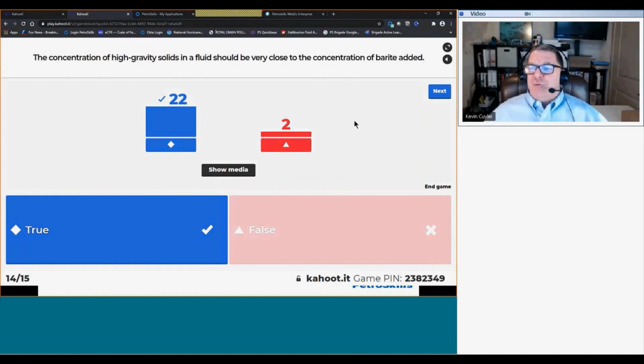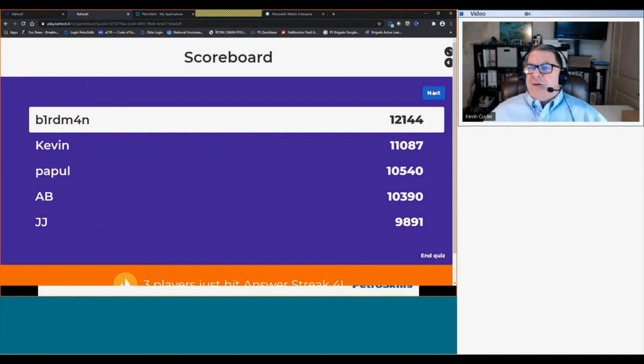Absolutely true. Realistically, your barite won't come from any other place, and there's nothing in the system to contribute to the concentration. Absolutely, it should be almost exact. I mean, it may be a pound per barrel off by calculation, but that's because we have a calculation problem. That's not because of the physical condition of the fluid. All right, moving in on our last question. Looks like Birdman with a 1 and the 4 is running away with this thing with a 1,100 point difference between first and second place.